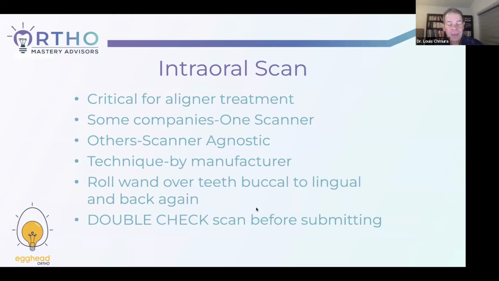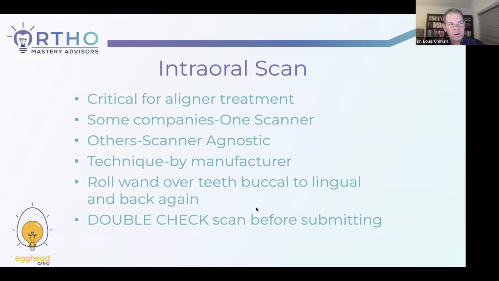You can send a scan and get appliances back that are custom made for that patient. Some companies require you to use their own scanner, whatever scanner they sell, that's the one you have to use. Others are scanner agnostic: whatever you can get an STL file, send it in. My feeling is I don't want to be beholden to one company who's got me hostage with their scanner.